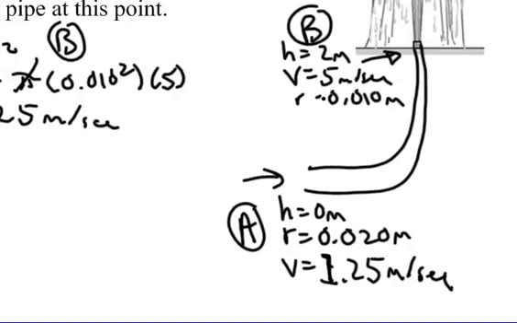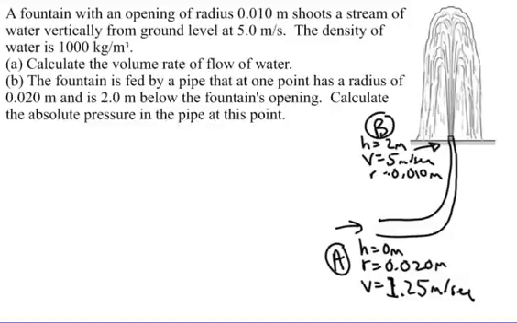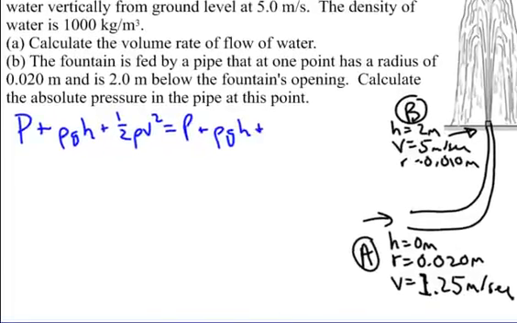Now, I'm going to just erase this. You can always rewind and come back to that. And now I'm going to go and do Bernoulli's principle. Bernoulli's principle is pressure plus rho g h plus 1/2 rho v squared equals pressure plus rho g h plus 1/2 rho v squared. And so here we go. This is going to be side A over here. This is going to be side B over here. Now, because I labeled everything, I know where everything goes.